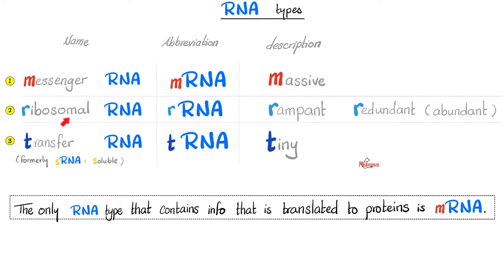Next is ribosomal RNA. Where do I find it? In the ribosome. Oh, that makes sense. And this rRNA is redundant. It's the most abundant RNA. The third is transfer RNA, which transfers the amino acid into the correct site and then will bind them together by peptide bond. This tRNA is tiny. The only RNA that contains information that is translated into proteins is mRNA.